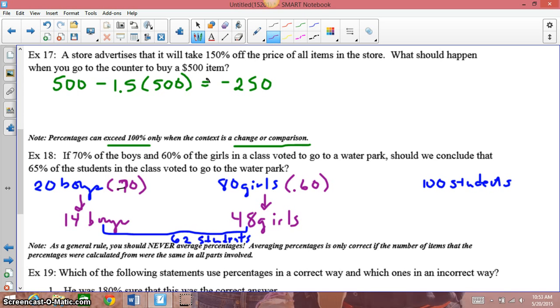But we know the problem says that 65% wanted to go. So multiply that times 100, 0.65, and of course that's going to be 65 total students. What they were trying to do in this problem is say, okay, 70% plus 60%, add those two together and divide by 2, that's 65%. And that never works as far as averaging those percentages. You can see you're somewhat close, but you're still off. So you should never, as a general rule, average percentages.